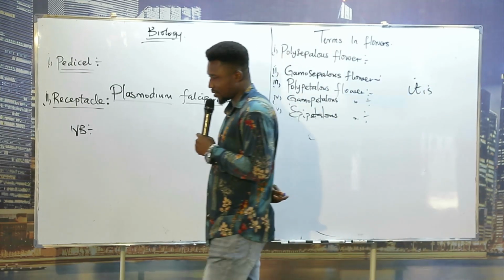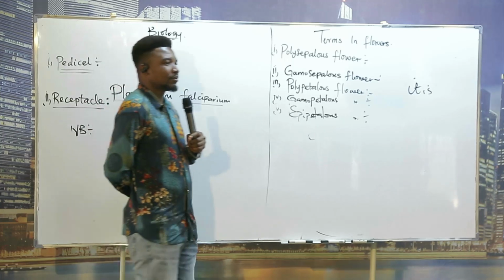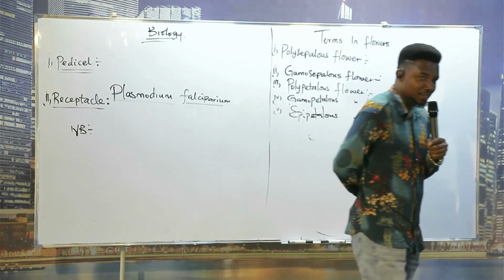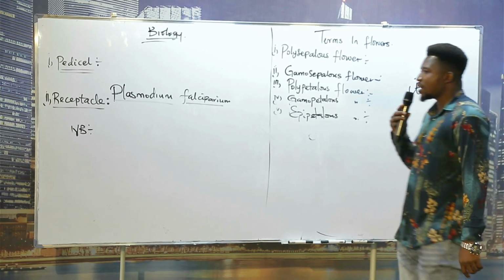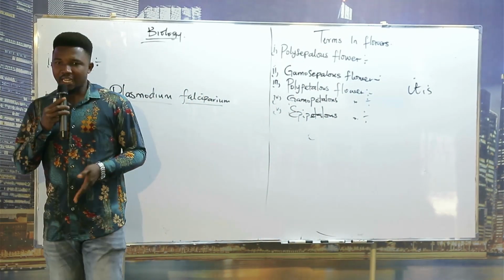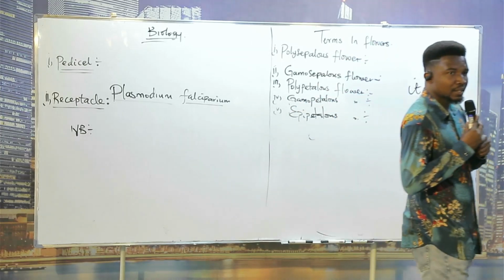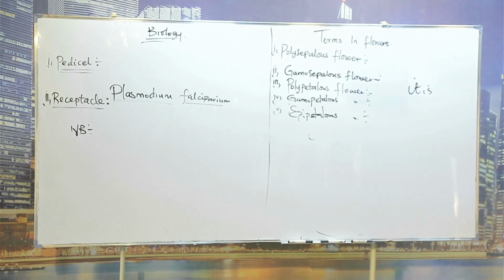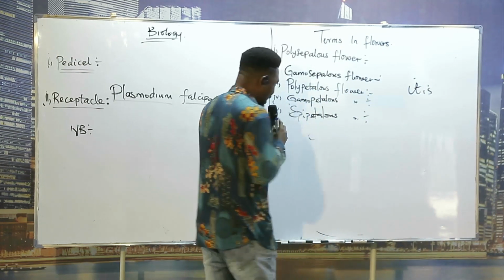Don't correct the English, please. Epipetalous flower. It is a type of flower where its filament is attached to the petals. Epipetalous flower.